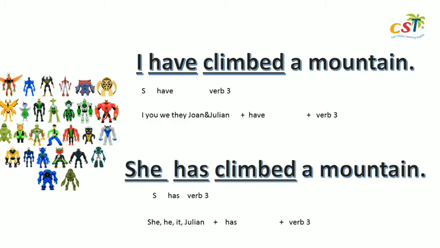Nah, probably you have a question, Miss, what is the difference between have and has? When can I use have verb 3 and has verb 3? It depends on your subject. What is your subject? If your subject is I, you, we, they, Juan and Julian, two persons, you use have and verb 3. And if the subject is only one person, she, he, it, Julian only, we use has and verb 3.